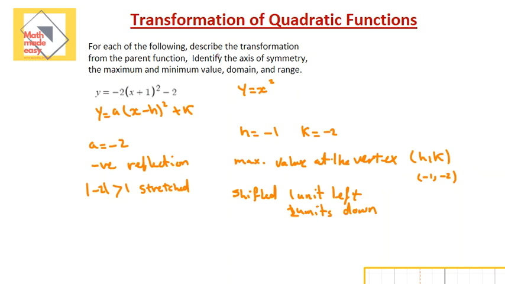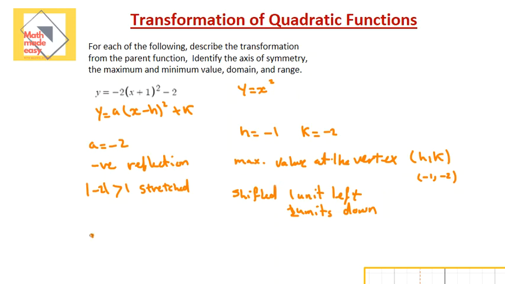So I have described the transformation. What happened in the transformation? Well, this function is reflected, it's stretched, its vertex is at (-1, -2), it shows a maximum value, and it has moved 1 unit left and 2 units down. This is everything we can say about the transformation of the function.